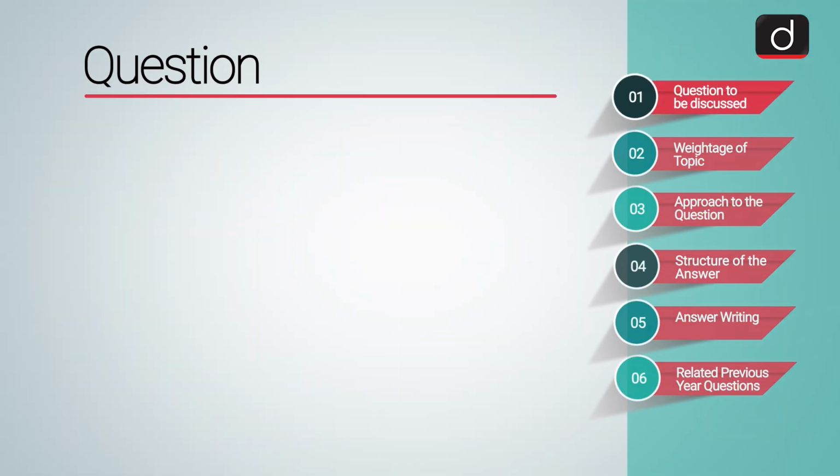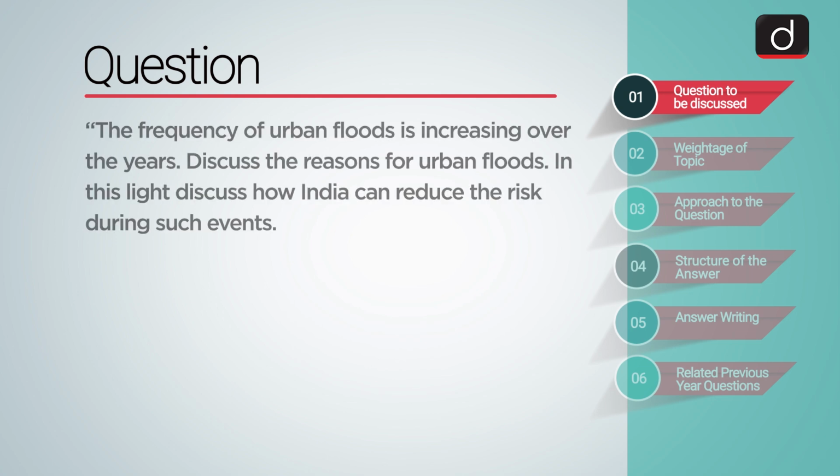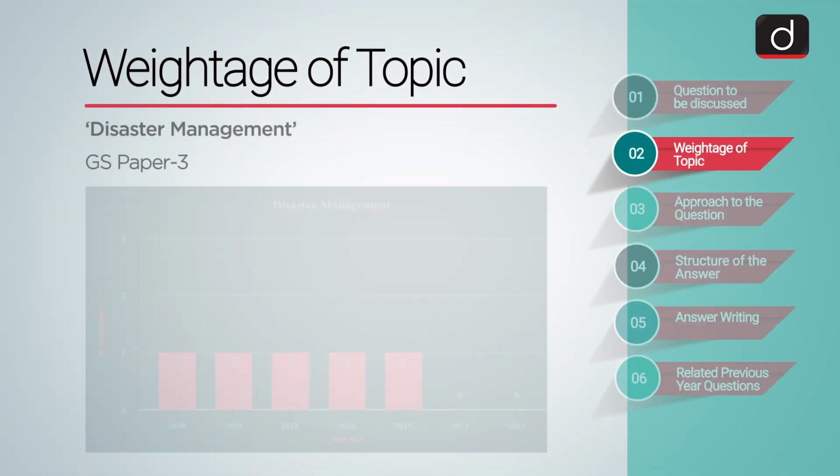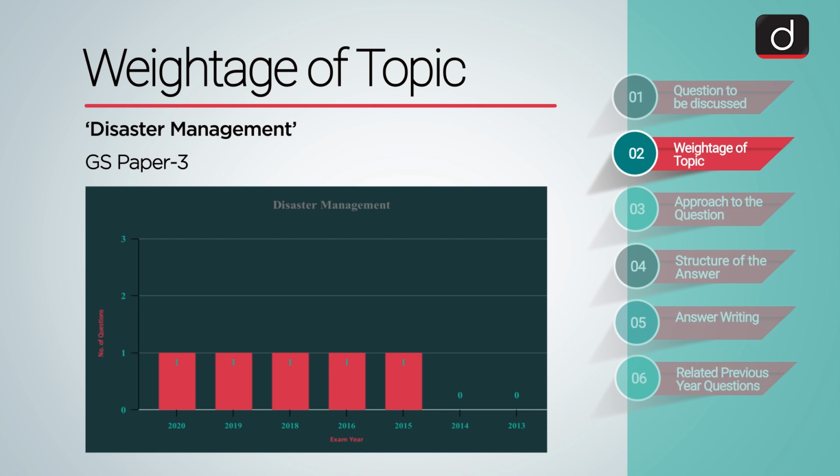Let us look at the question which we will be discussing today. The frequency of urban floods is increasing over the years. Discuss the reasons for urban floods. In this light, discuss how India can reduce the risk during such events. The question can be narrowed down to disaster management, which is based out of GS Paper 3. The importance of this topic over the years can be assessed from the graph that has been displayed.